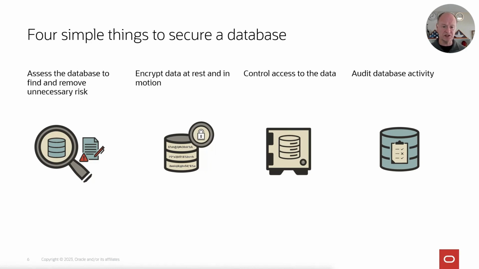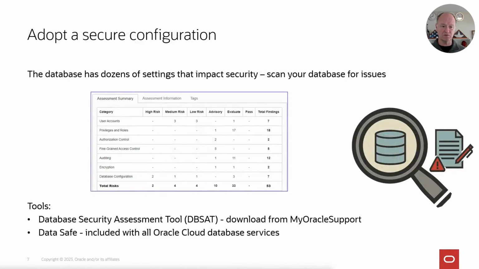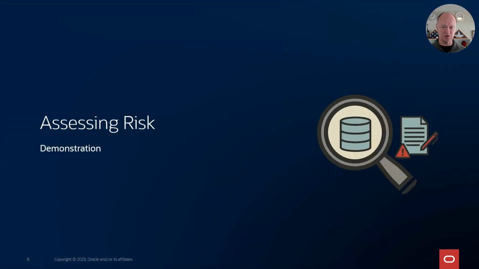Let's take these four different things individually. We'll start with adopting a secure configuration. Like I said, the database has dozens of settings that impact security, and you want to make sure that you're controlling your configuration so you don't expose additional risk. Now, there are a couple of tools in your toolbox that can help with this. One of them is the Database Security Assessment Tool. Others include things like Data Safe or Enterprise Manager configuration dashboards, but we're going to start with the Database Security Assessment Tool. It's basic, fundamental, very easy to get to. It's a command line utility that really is a lowest common denominator. If you have access to your database, you can run the Database Security Assessment Tool.